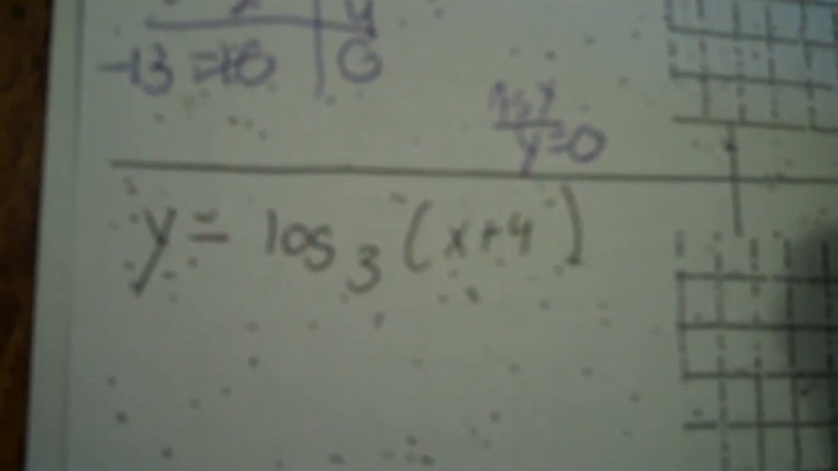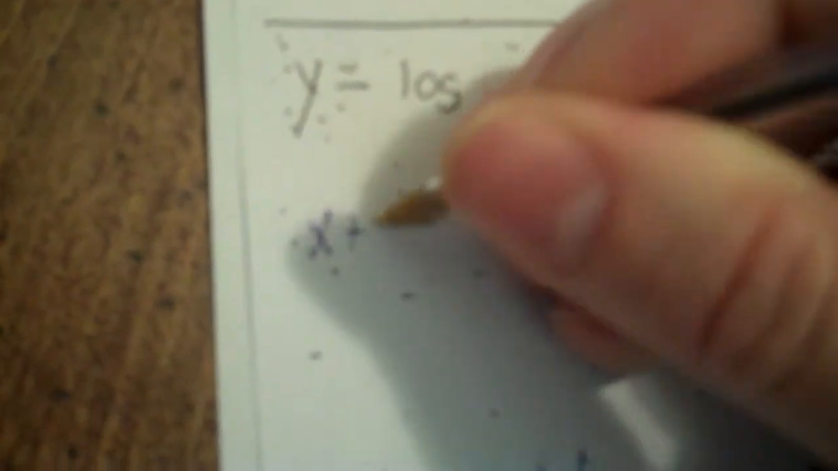Okay, next one. Y equals log base 3 of the quantity x plus 4. Okay, so again, for x and y, you'll want an asymptote. The first thing I do is write what's in the quantity after the base, x plus 4.